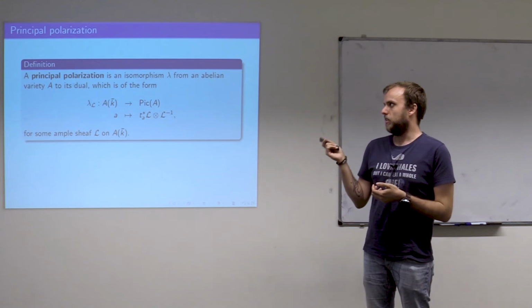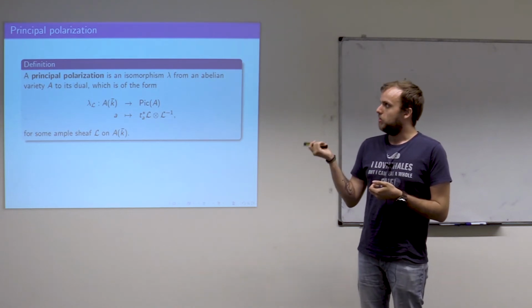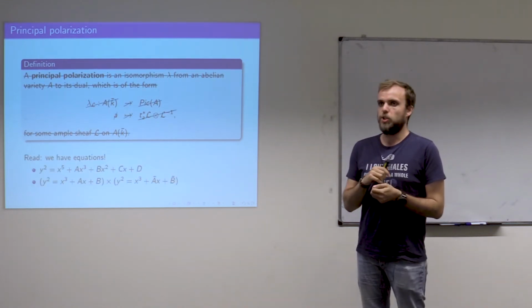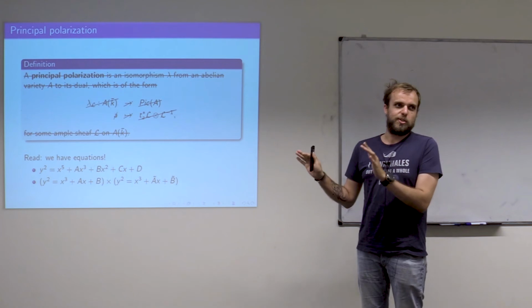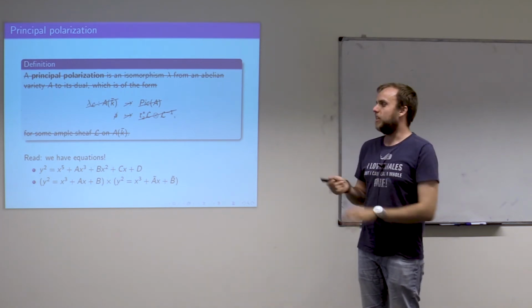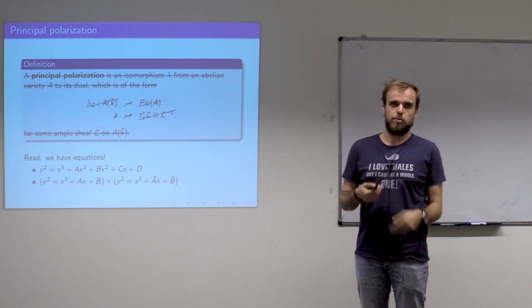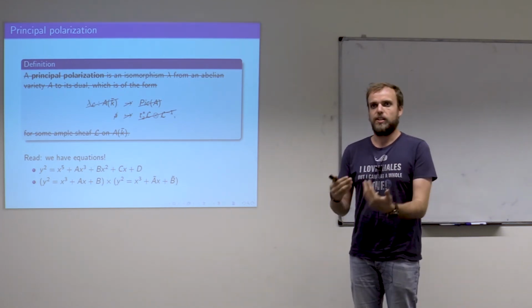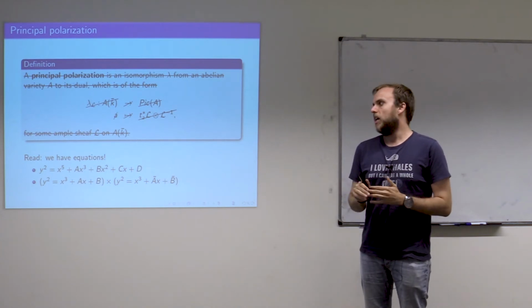All right, now we need them to be principally polarized. Principal polarization is an isomorphism of this form. We don't need any of that. You can just ignore this. This doesn't imply anything. It just means we have equations. Principal polarization is something that we embedded into some space.